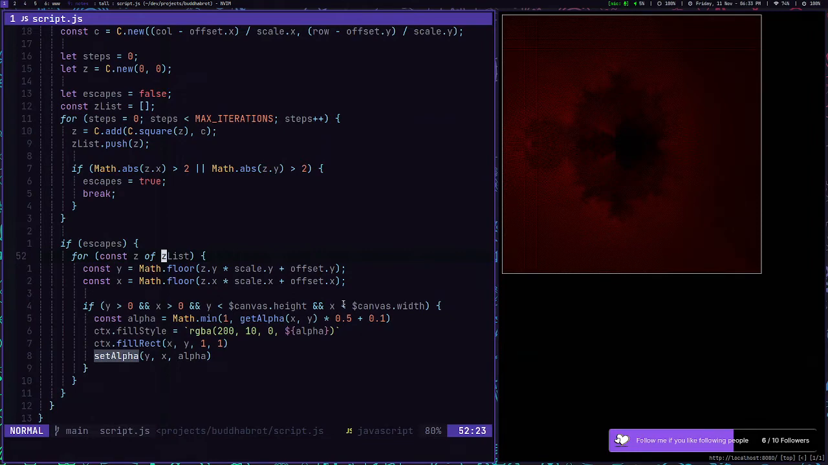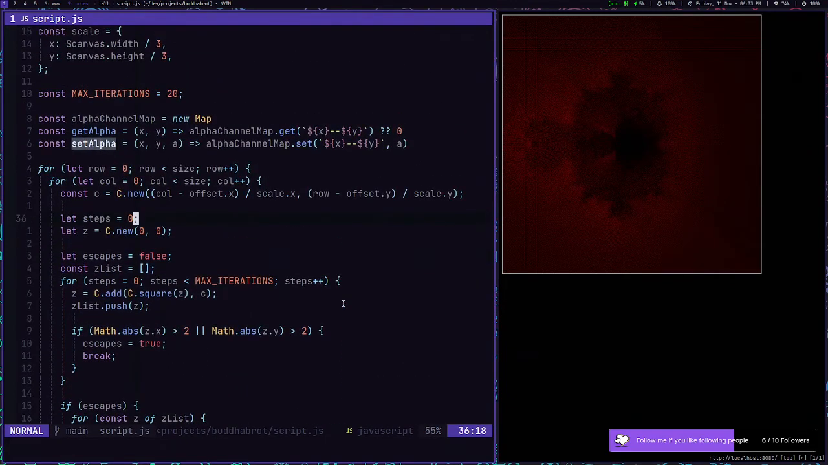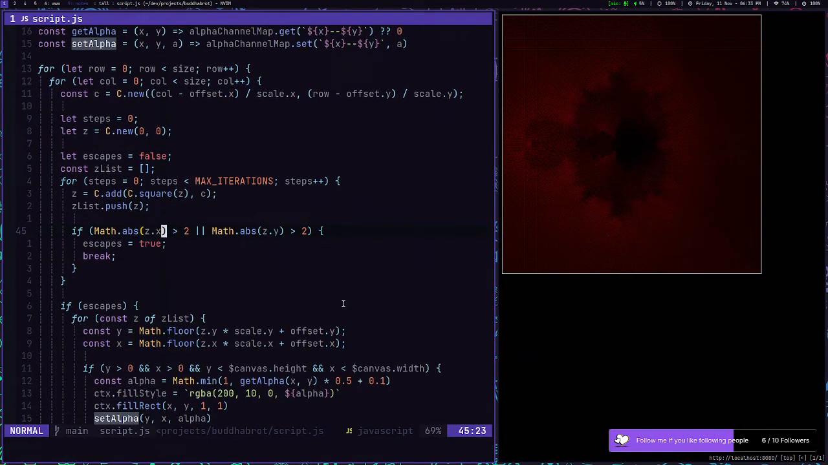What do we color it based on? We do the iterations, the number of items in the Z list. I'm assuming it's all going to be max iterations, right? 20 steps that we take. That's not helpful, actually. Are any of them infinity? I don't think so. Yeah, doesn't matter.